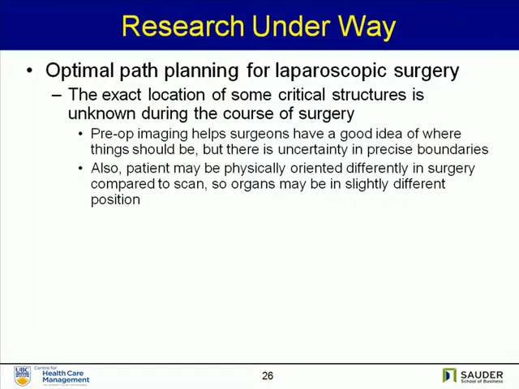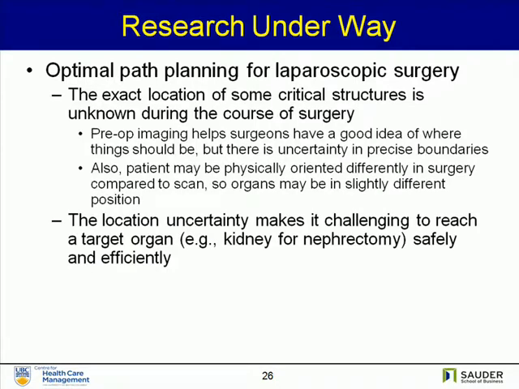The issue here is that the exact location of some critical structures is unknown during the course of surgery. We have preoperative imaging, which of course helps surgeons have a good idea of where things should be, but there is uncertainty in the precise boundaries from these images of where things are. Also, these images are sometimes taken weeks before the actual day of operation, with a patient in some different physical orientation than on the day of surgery. So that's another reason that things might not be exactly where we thought they were. And so this location uncertainty makes it challenging to reach a target organ, such as the kidney for nephrectomy, safely and efficiently.